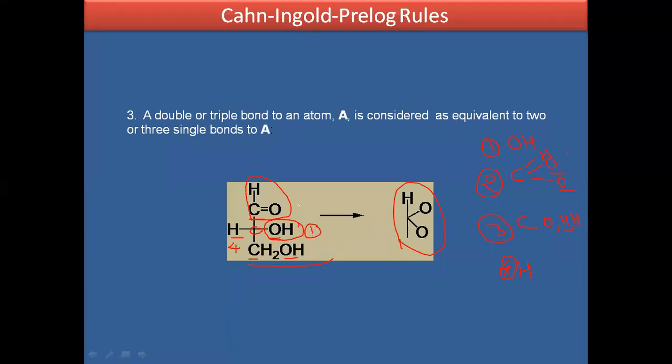So the first priority goes to hydroxy groups, whereas second priority goes to the double bonded oxygen atom, and third priority. These are the three rules that come under the sequence rules. First is on the basis of atomic number, you have to assign the priority. Higher atomic number, higher priority.